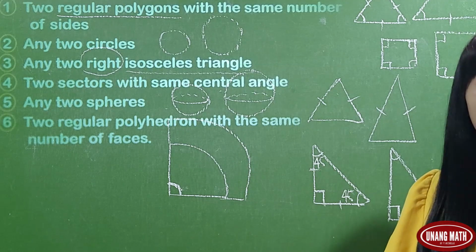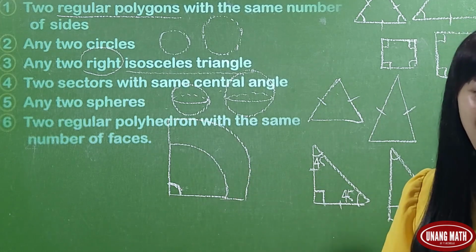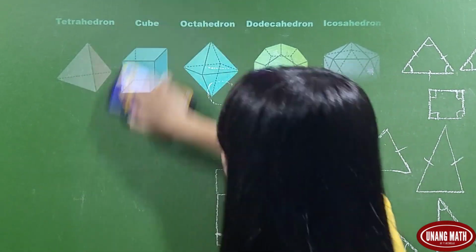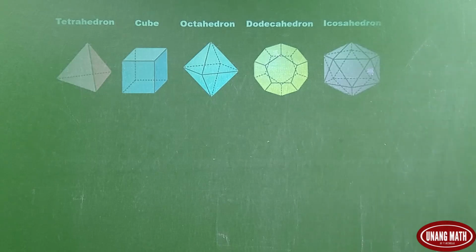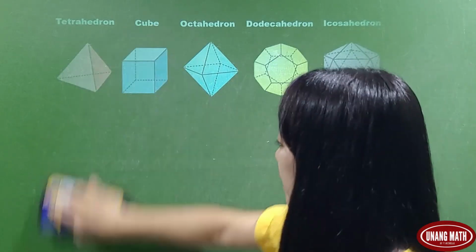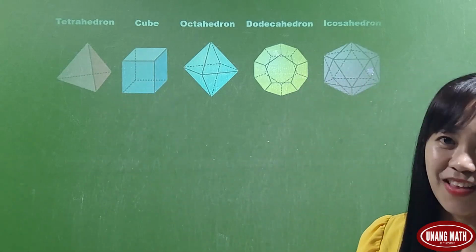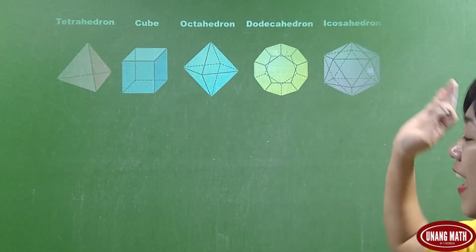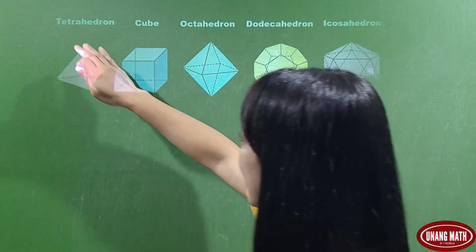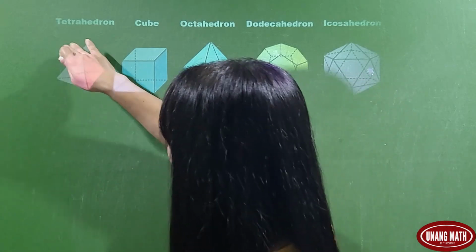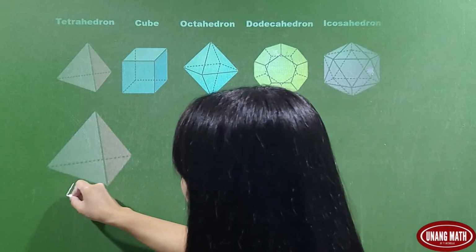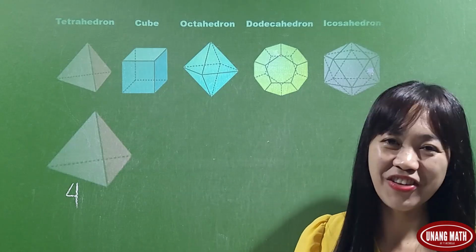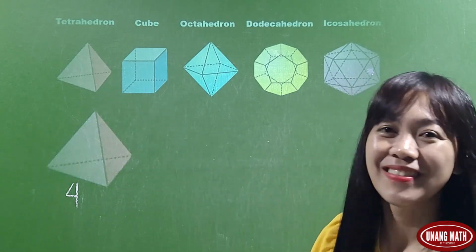If we recall our lesson about regular polyhedrons on episode 109, I mentioned there that we have 5 regular polyhedrons. The first one is tetrahedron. We also have cube, octahedron, dodecahedron, and icosahedron. If it's tetrahedron, then we have 1, 2, 3, 4 faces. So we have 4 faces. Specifically, we have 4 equilateral triangles as the faces of the tetrahedron.